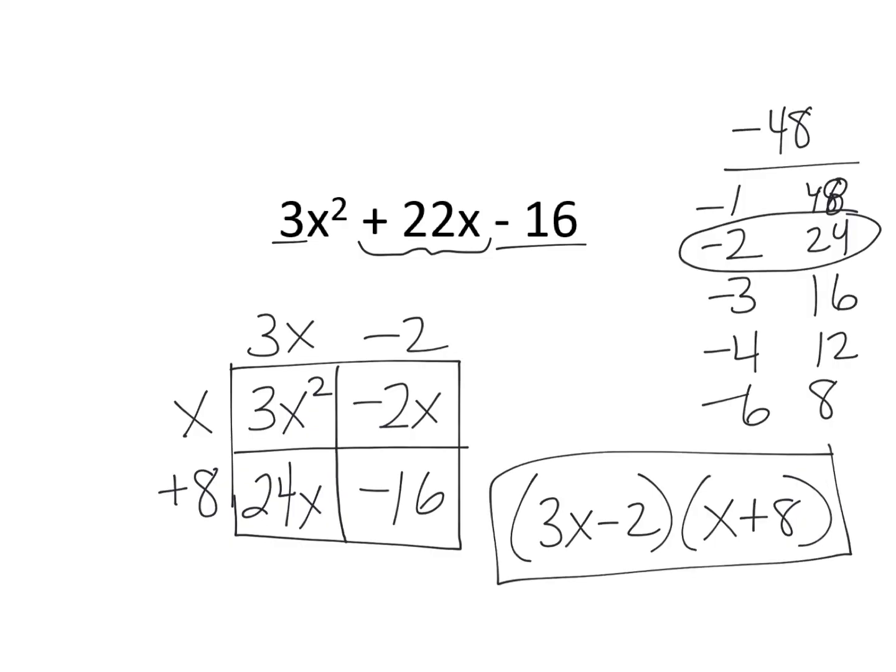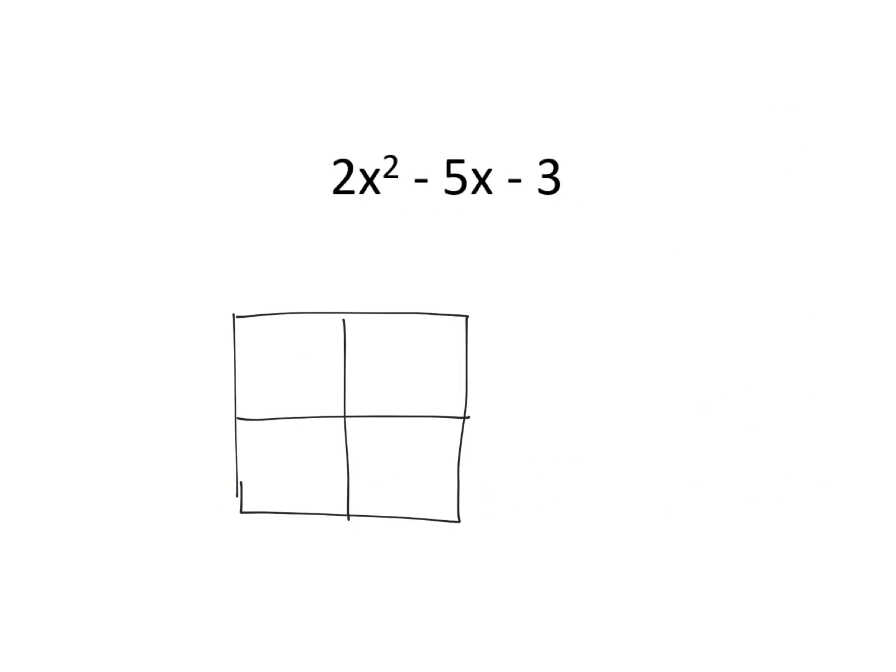All right, one more. Stop this one, do it on your own, and then come back. All right. So I'm doing positive 2 times negative 3. So 2 times negative 3 is negative 6. And I'm going to have a 1 times 6 and a 2 times 3, and that's it. And then they're going to add up to be a negative 5.